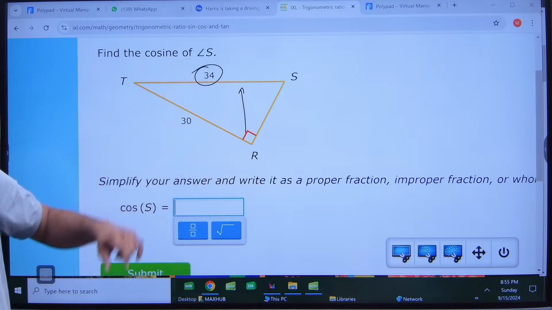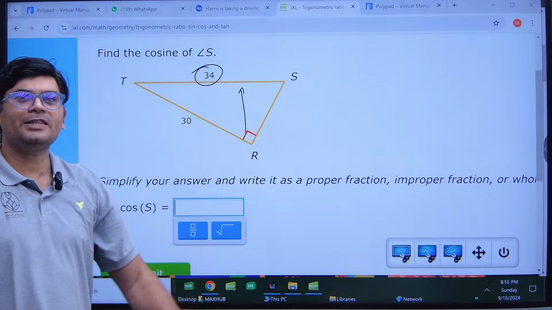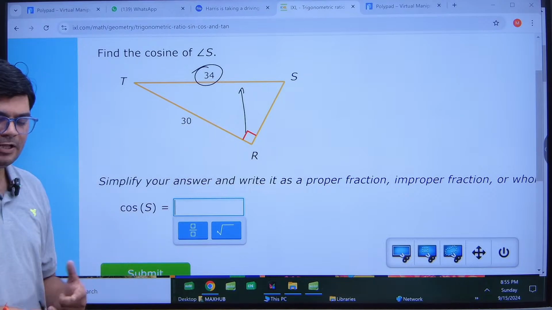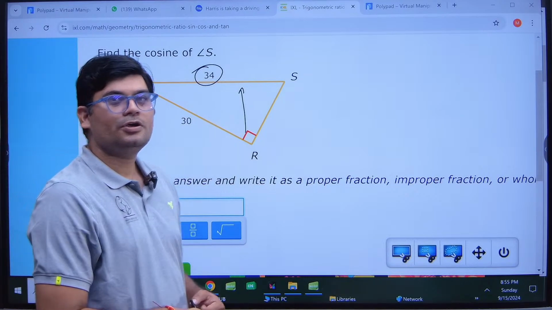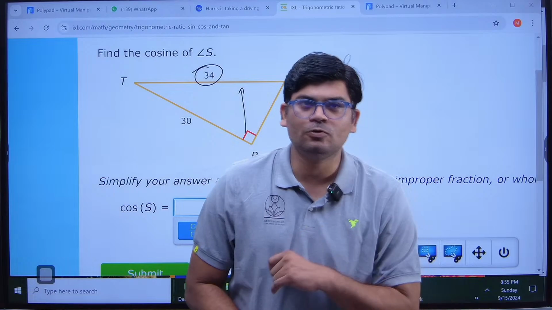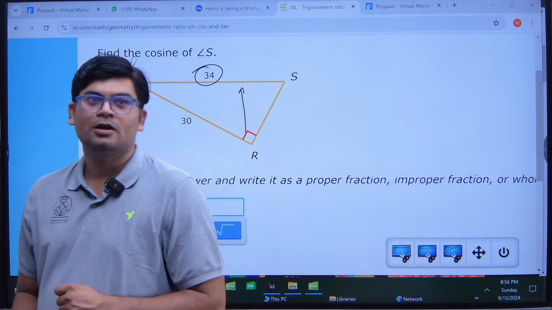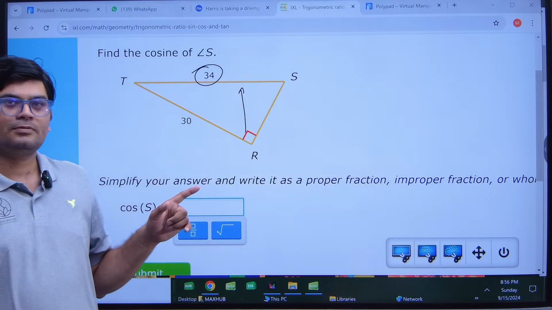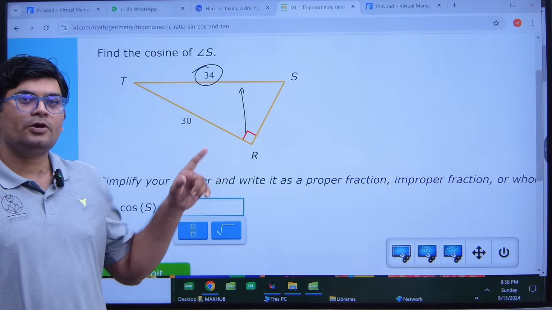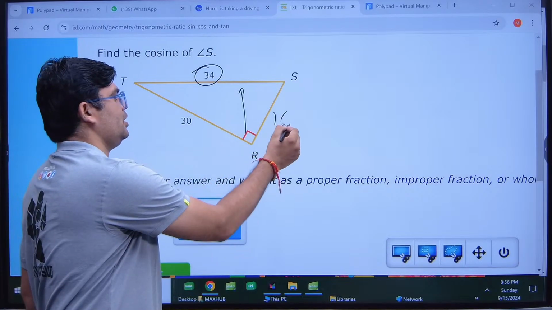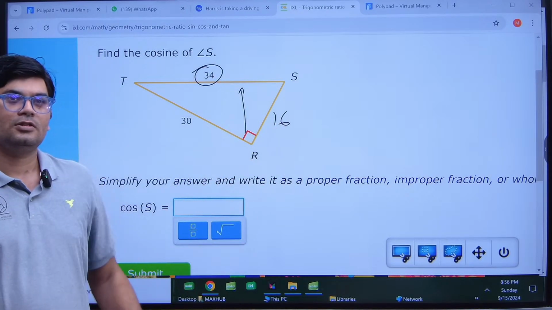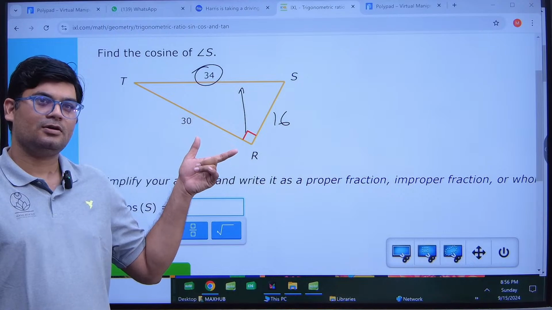2 into 17. Check that Pythagoras triplet. Every number is now multiplied by 2. So 15 has been multiplied by 2 to become 30. So what was the third number? 8. So 8 has now become 16. Are you getting it?